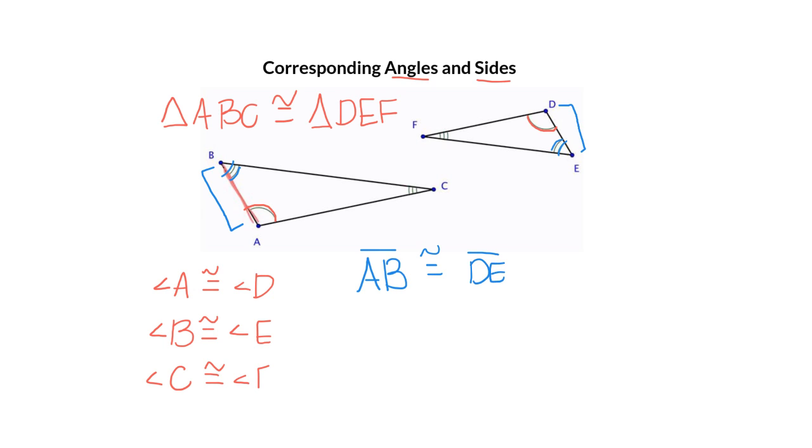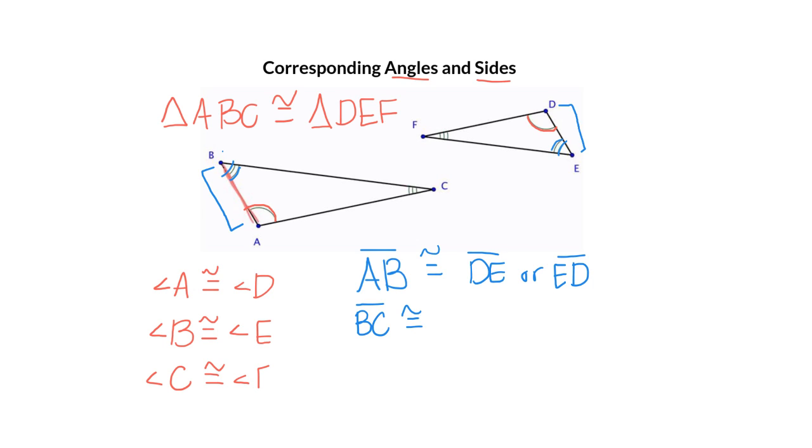Remember, you could also rewrite DE and say that it's side ED. That would technically represent the same thing. The next side we'll look at is side BC. BC is the longest side in the first triangle, so that means we're going to be looking for the longest side in the second triangle.